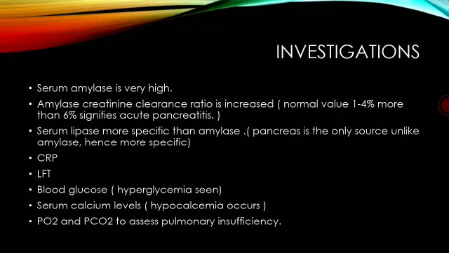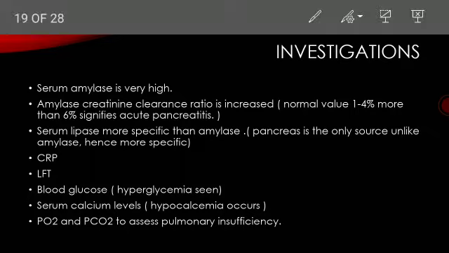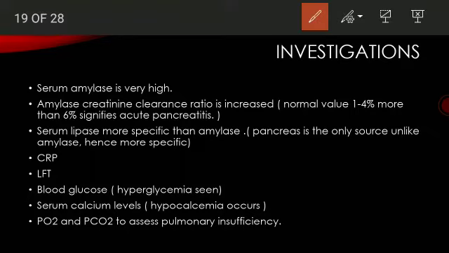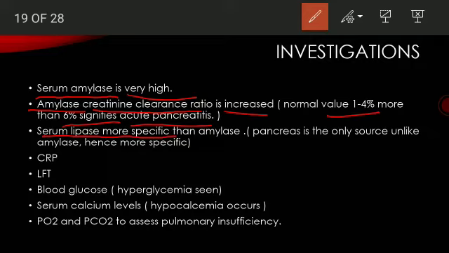Okay, now we will see what investigations we will perform to diagnose pancreatitis. So we will see serum amylase, as serum amylase levels are very high in case of pancreatitis. Then we will see the serum amylase creatinine clearance ratio, which is increased. Normal value is 1 to 4%; more than 6% signifies acute pancreatitis. Serum lipase is considered more specific than amylase, as the pancreas is the only source, unlike amylase. Hence serum lipase is more specific than serum amylase.